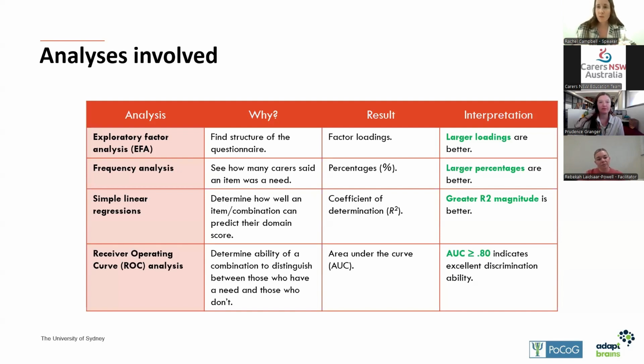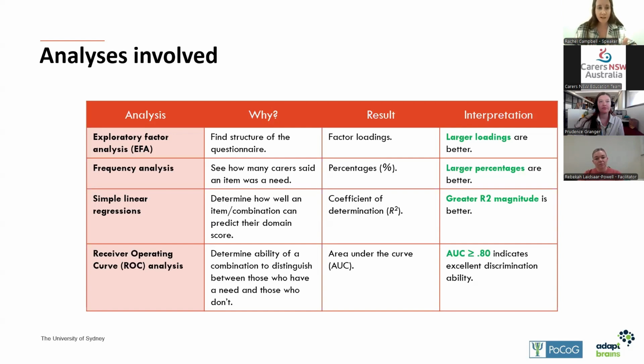In addition, we performed frequency analyses. This means we looked at the percentage of carers in the data set who were indicating that each question or item was an unmet need for them. We considered items that had the largest number of carers endorsing them as unmet needs to be better candidates for inclusion within our screening measure.